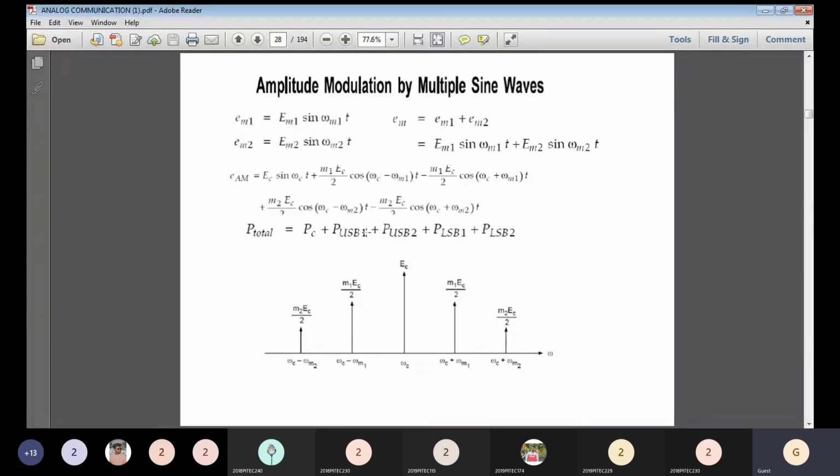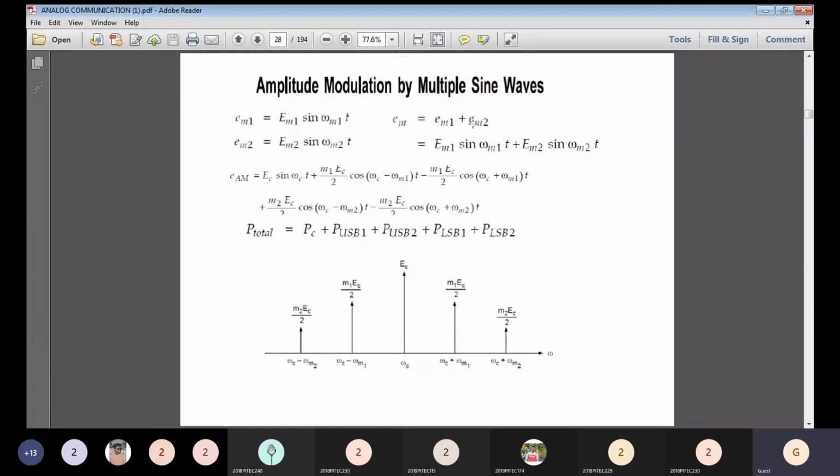Next, for example, if we have more than one signal, what will happen? Is it possible to modulate more than one signal by using a single carrier? Yes, we can modulate more than one signal by using a single carrier. That is called amplitude modulation by multiple sine waves.